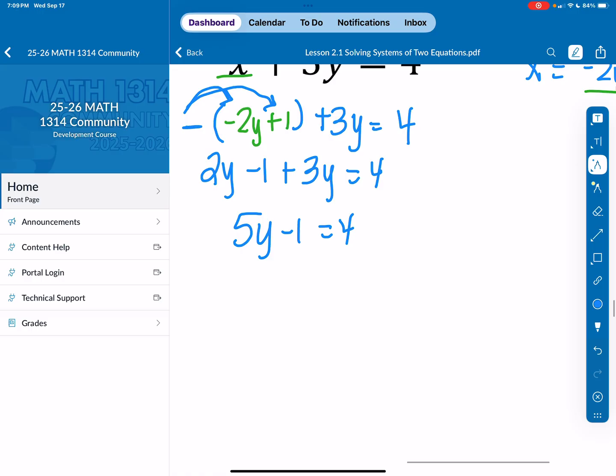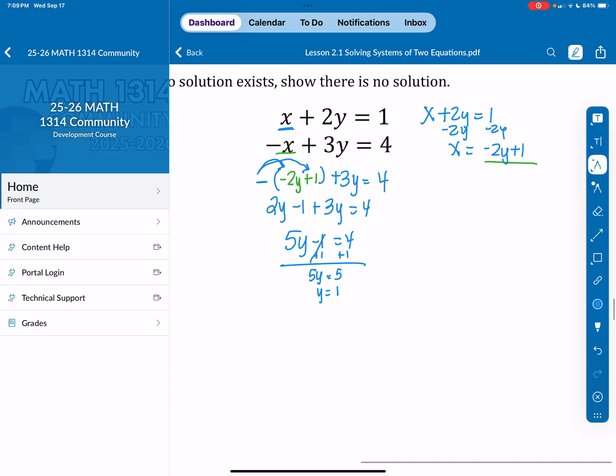When I combine like terms, I would add 1 to both sides. 5y equals 5, so y equals 1. And again, just like I did on the last one, I'm going to use a different color. I'm going to take this and plug it in there.